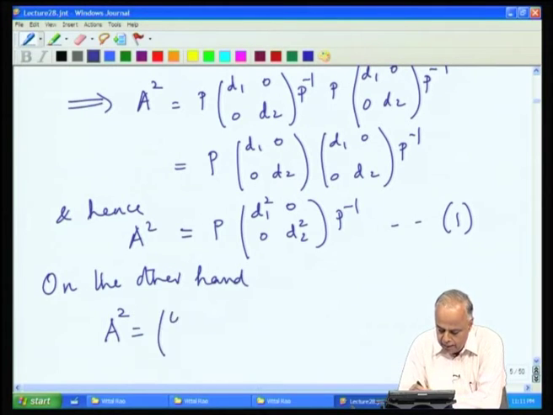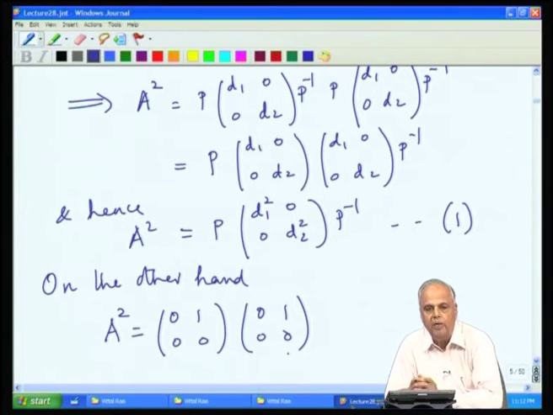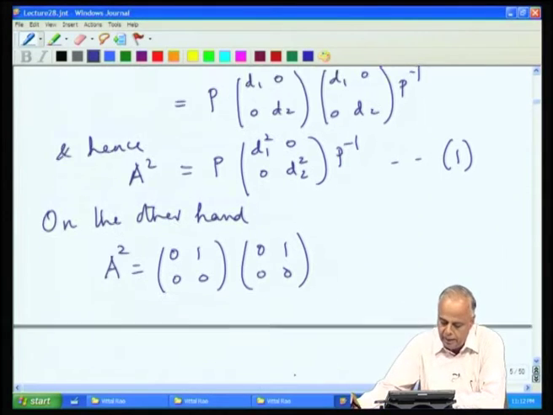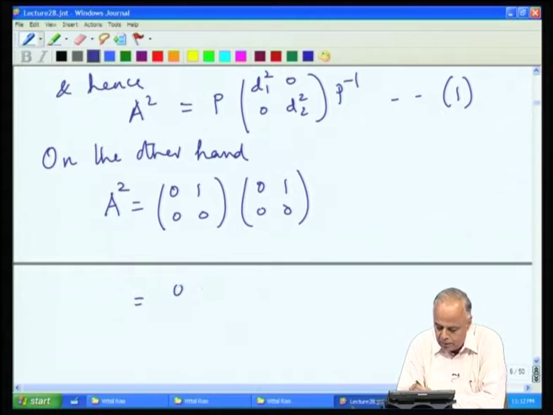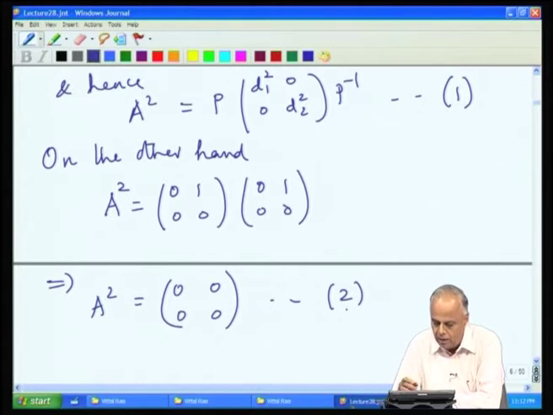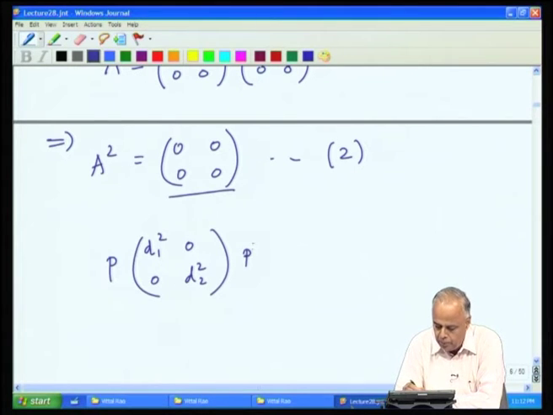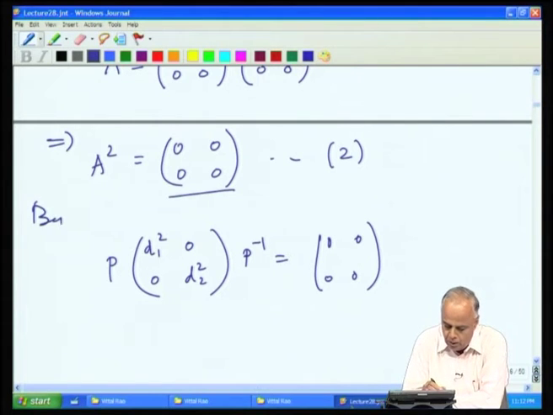A squared is A into A, this was the matrix A. So, we are trying to find A squared, which is A into A. When we multiply these two matrices, we get the 0 matrix. Therefore, now if we compare 1 and 2, we see that the right hand side here must be equal to the 0 matrix. So, we get P into D1 squared 0 0 D2 squared into P inverse is the 0 matrix. This is by 1 and 2.